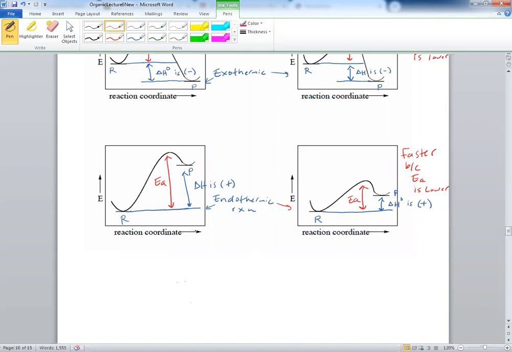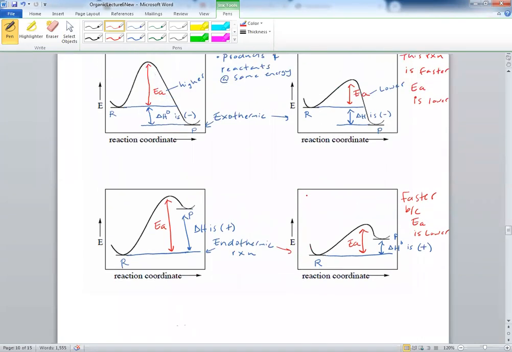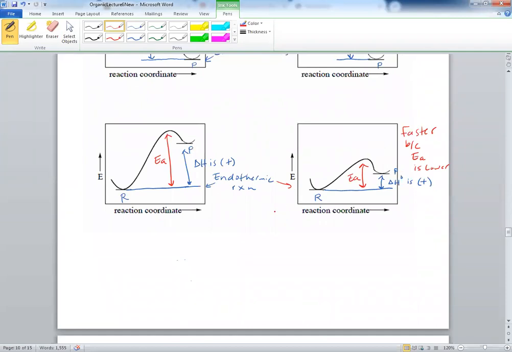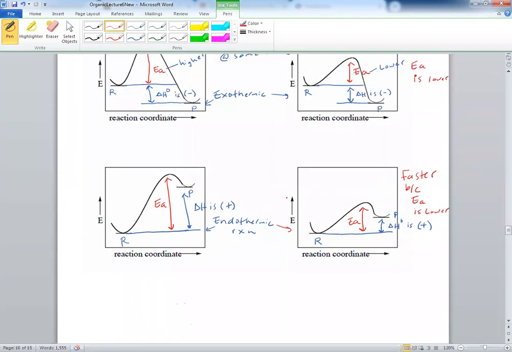So you should be able to look at the different scenarios and discern which one is the faster reaction, which one is a slower reaction. And of course, whether they're endothermic or exothermic.